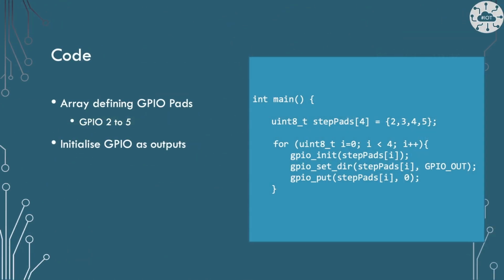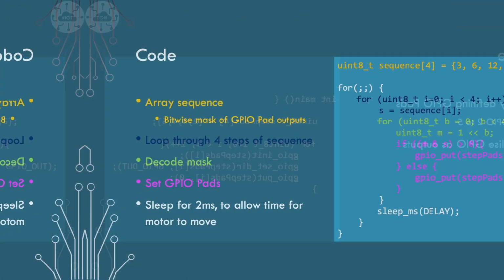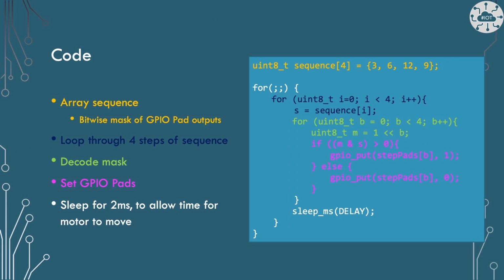The code for this example is quite simple. First of all, we set up an array of the GPIO pads we're using for the motor driver. We then initialize each of these as outputs. We define the coil sequence in an array. We use a bitwise mask approach where coil 1 is the unit bit, coil 2 is the second bit, etc.